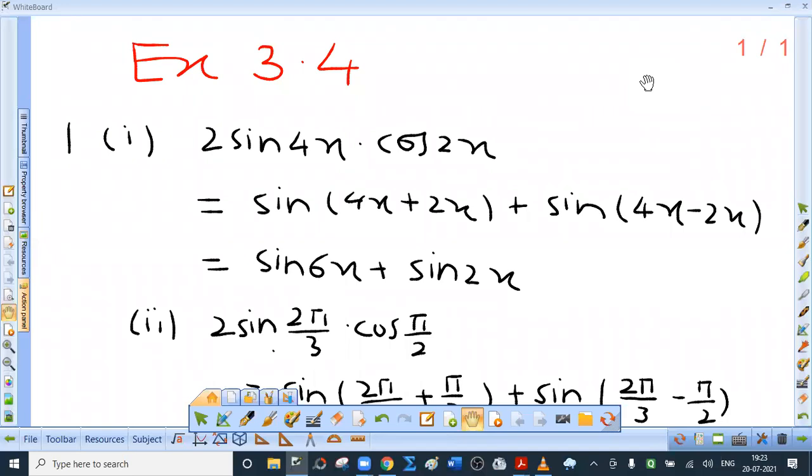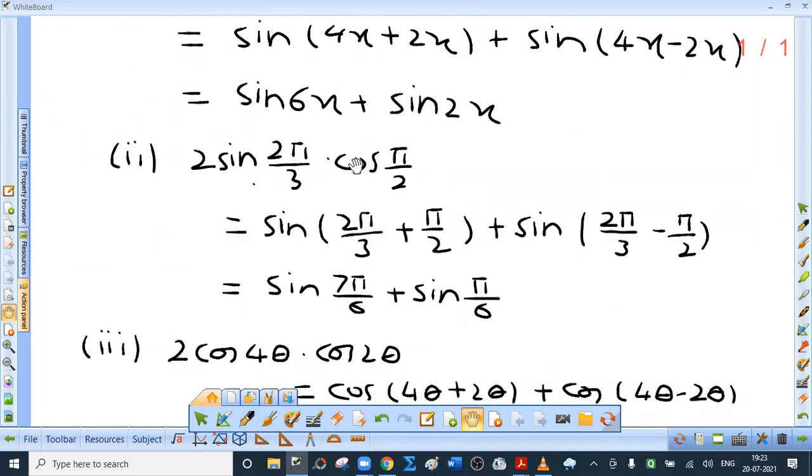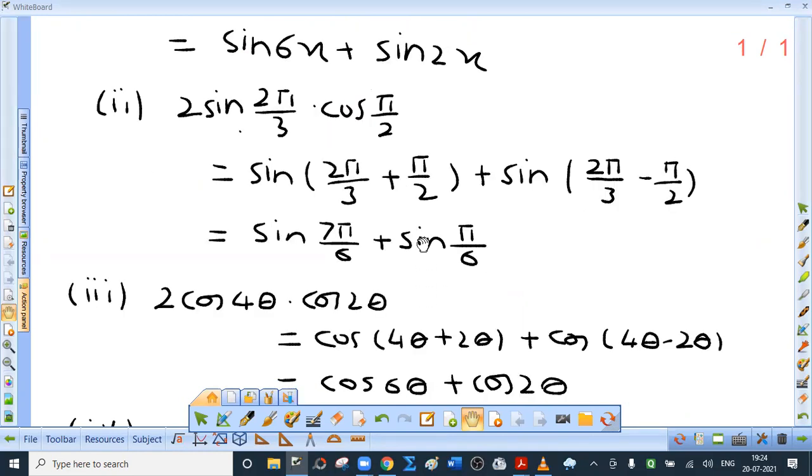Exercise 3.4. Express the following as a sum or a difference of two trigonometric functions. 2 sin A cos B is sin of A plus B plus sin of A minus B. So 2 sin 4x cos 2x is sin 6x plus sin 2x. Same formula in this case. So sin of first plus second plus sin of first minus second. So sin 7 pi upon 6 plus sin pi upon 6.